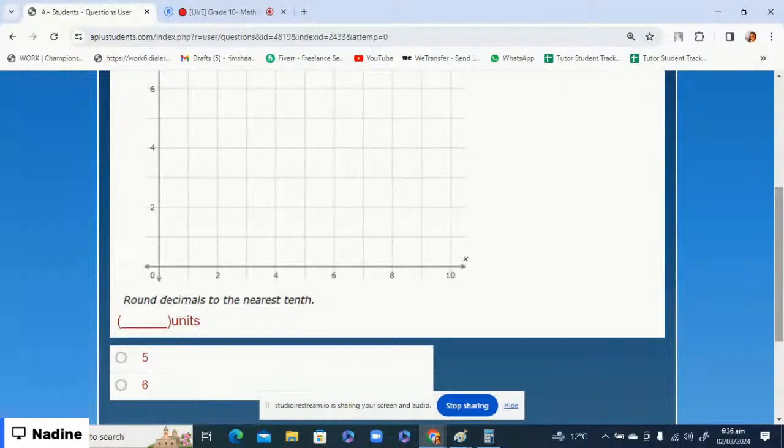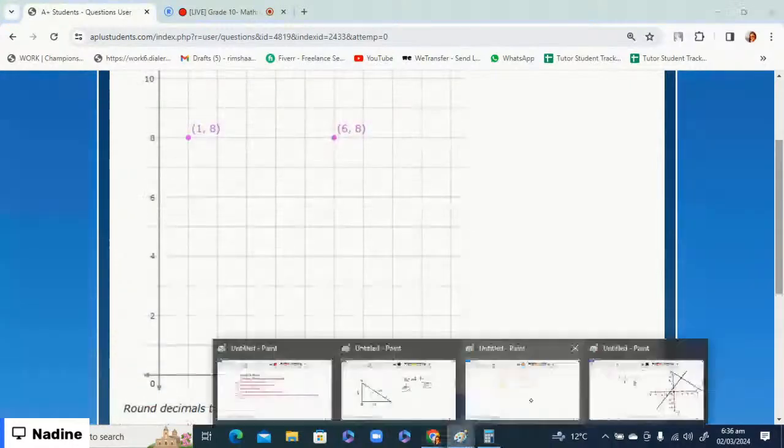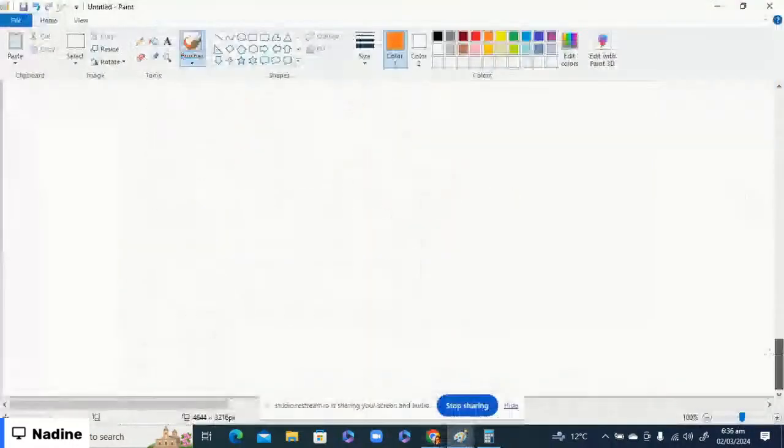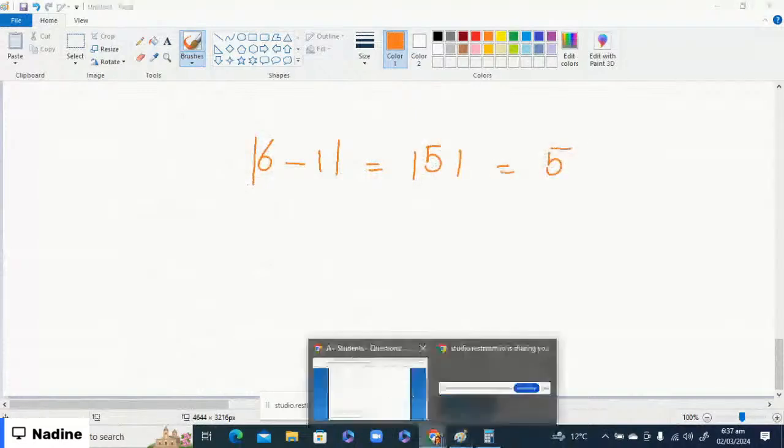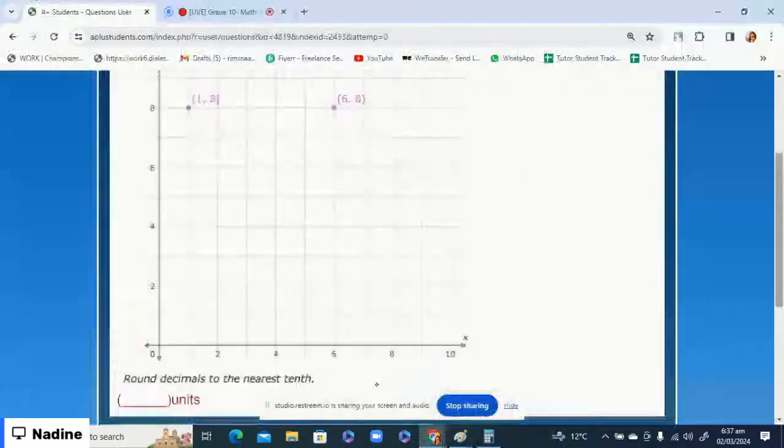So subtract it out. 6 minus 1, taking absolute value for x coordinates. X coordinate is 6 minus 1 and taking absolute, answer is 5. Taking absolute of 5, this is also 5. This is your 5 here.